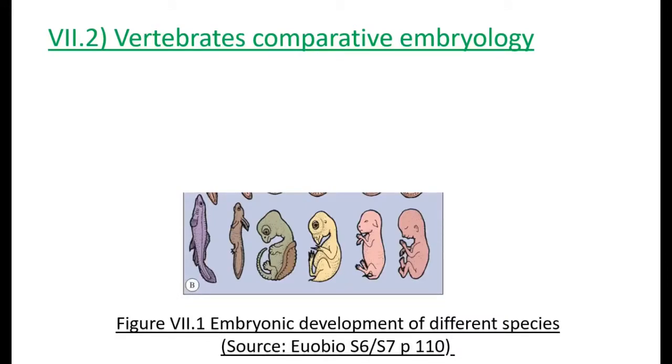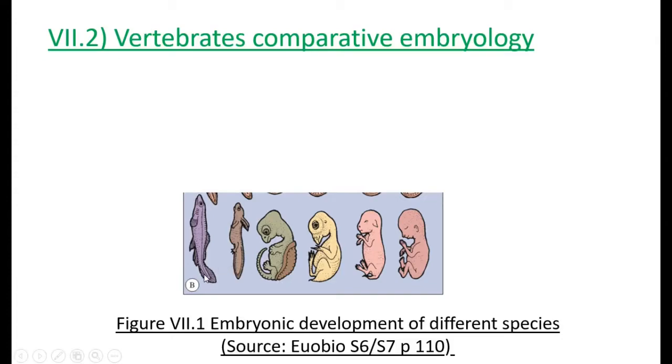7.2, vertebrates, comparative embryology. So this time we're going to talk about vertebrates. Vertebrates is a proper phylogenetic term. It regroups a common ancestor and all the descendants. So this is a term that is properly used. So let's compare the embryology of these different species. On purpose, I've shown you the more advanced embryos, and then we'll go back in time to see the beginning of the embryonic development.